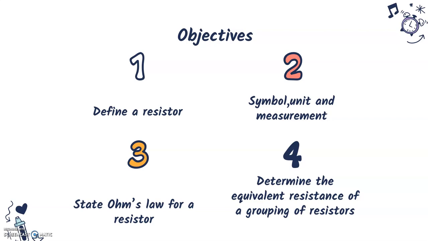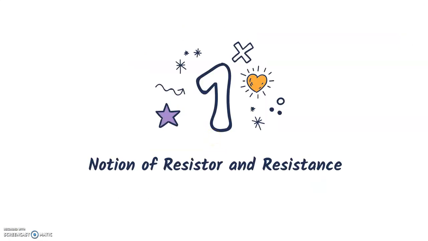We will finish our lesson by the fourth objective: how to determine the equivalent resistance of a grouping of resistors. It means if I have two resistors or more, can I replace this group of resistors with only one resistor which has the same effect in the circuit? Yeah, let's discover now. I will start with the first objective, a notion of resistor and resistance.